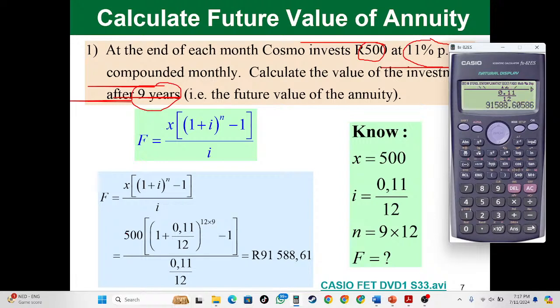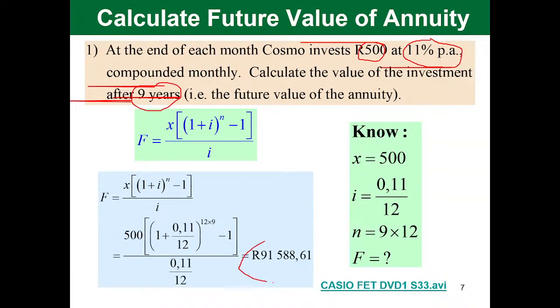Equal to 91,588.60 cents. So this is the amount of money that would have been accumulated by this investment at the end of 9 years. You put 500 Rand every month. In 9 years, you get 91,000. So you learn to get the annuity. That is called the annuity, the future value of an annuity.